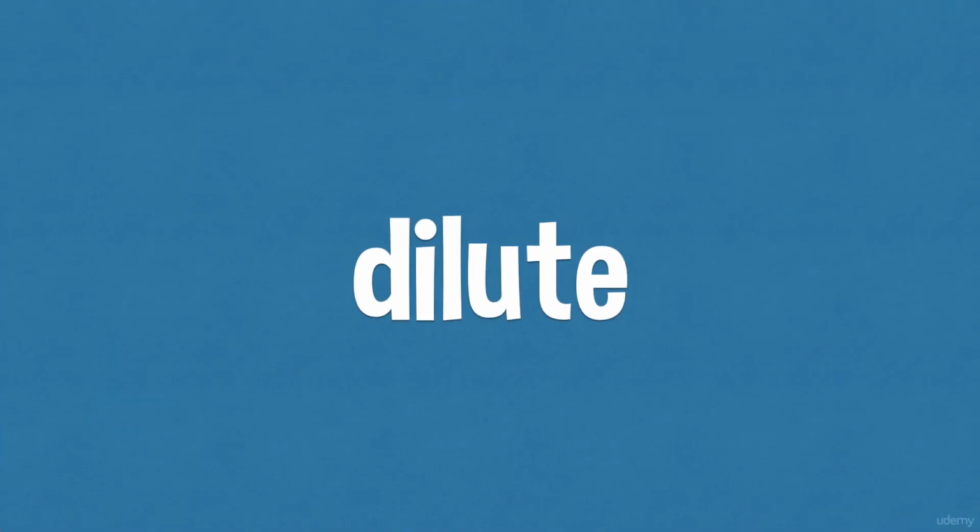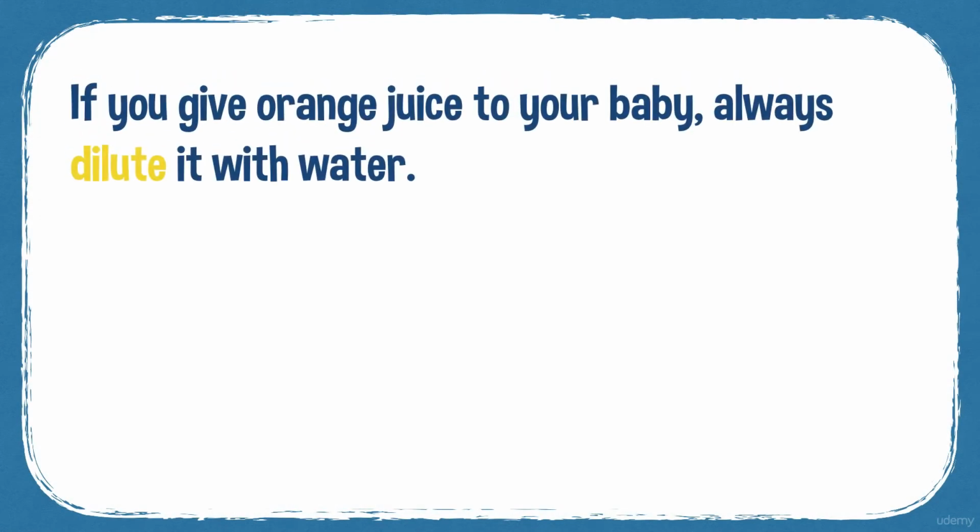And our last word is dilute. Dilute. You dilute a liquid. If you dilute a liquid, it becomes weaker. We often dilute liquids with water, but you can also dilute ideas, which makes ideas weaker. So, for example, if you give orange juice to your baby, always dilute it with water, make it weaker, because the acid is too strong for babies.